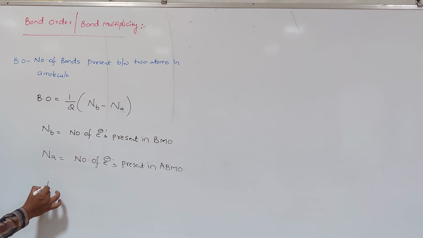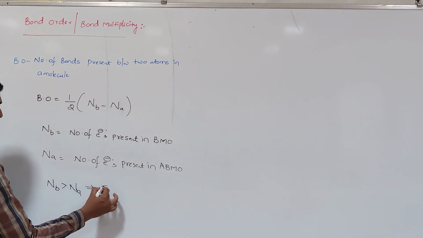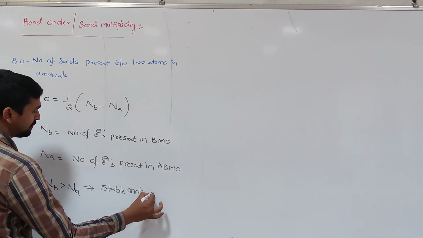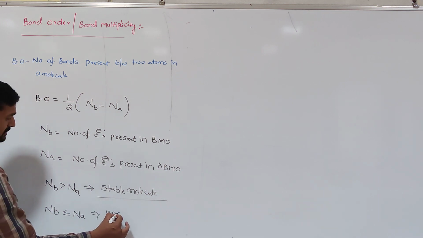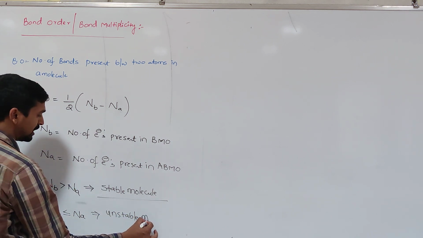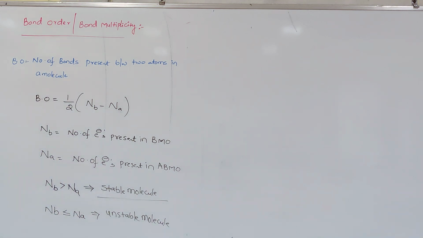Here, one more important point is that if the number of electrons present in the bonding molecular orbital is greater than in the anti-bonding molecular orbital, that results in a stable molecule. That favors the formation of a bond and a molecule, and that molecule is said to be stable. If Nb is less than or equal to Na, that molecule is said to be unstable. So by knowing the number of electrons in the bonding and anti-bonding molecular orbitals, we can predict whether a molecule is stable or unstable.